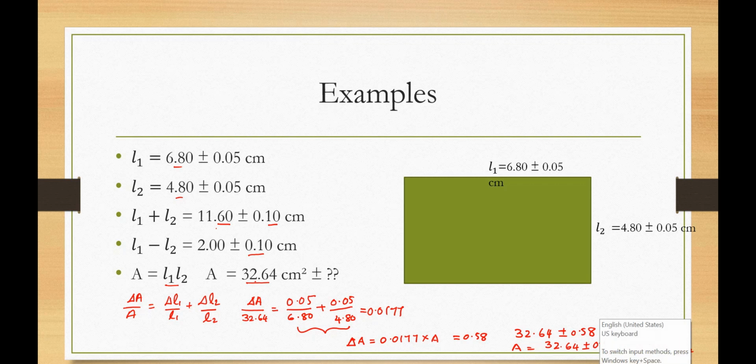You can do the same thing for division, and you should be getting an answer equal to 1.42 plus or minus 0.03. This is the answer for division. You can try this on your own.